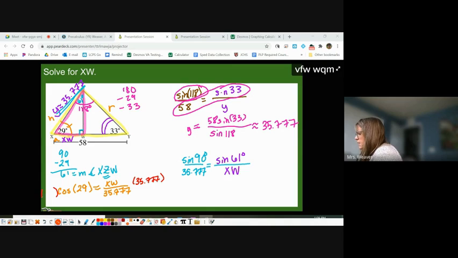While we cross multiply and divide, we cross multiply in the direction that does not have the variable and divide by the other number. Okay, so we're going to put in our calculators 35.777 sine 61 divided by sine 90.